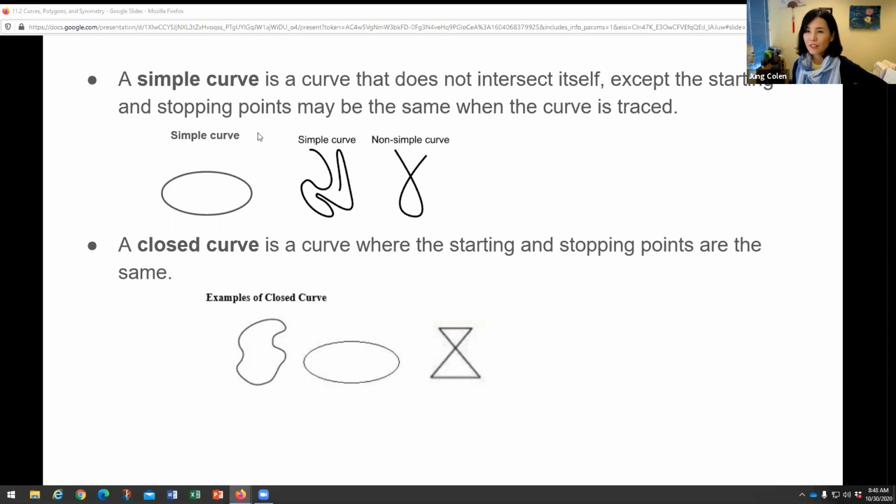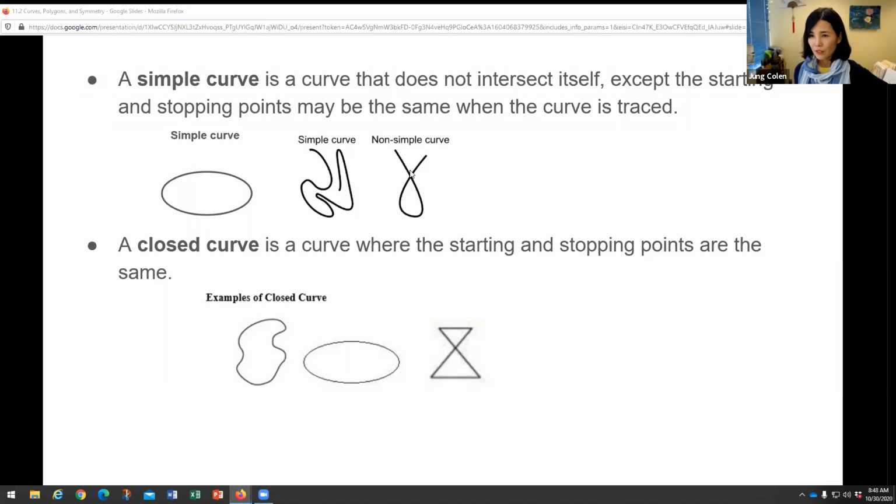Okay, so a simple curve is a curve that does not intersect itself, except the starting and stopping point may be the same. It works because whenever you pick a point here, on the other side, there are 2 lines. So when you have only 2 lines at the point on both sides, it is a simple curve. Here too, it is a simple curve, right? So 2 or 1. At this point, you have only 1 line. So it is a simple curve.